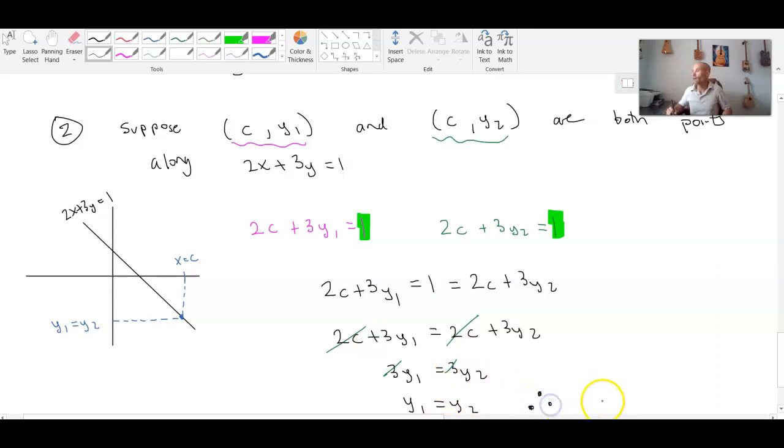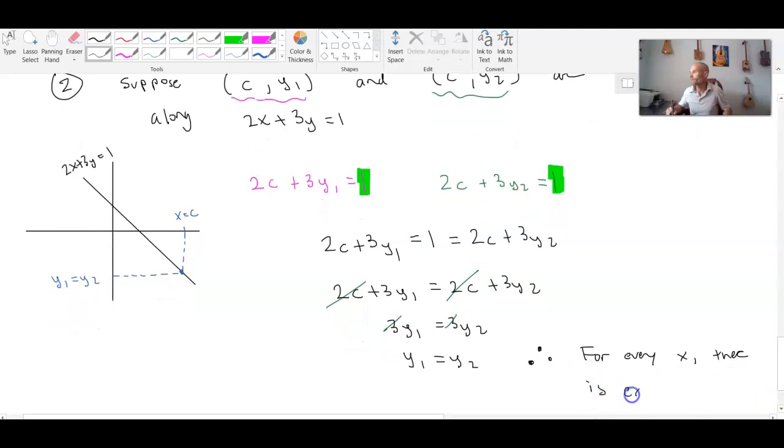Therefore, for every x, there is exactly one y. And we should have also specified that x, because this is a linear function and this line goes on infinitely in both directions, x is just some number between negative infinity and infinity. You can't include infinity because infinity is not a number, but we can say it's somewhere infinitely in either direction.